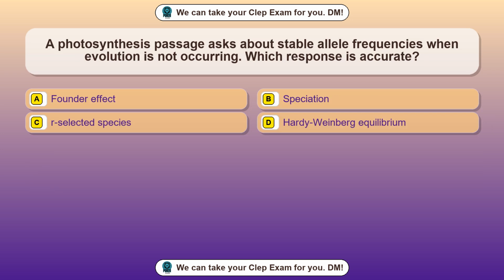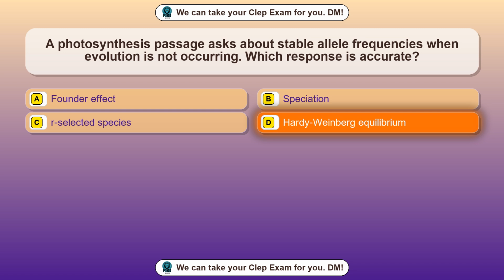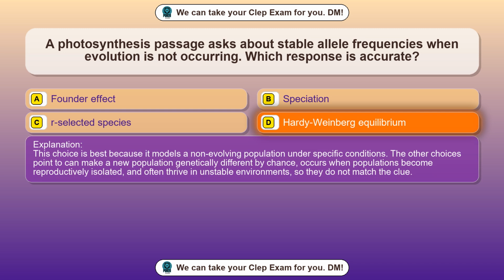Question 60. A photosynthesis passage asks about stable allele frequencies when evolution is not occurring. Which response is accurate? Option A, founder effect. Option B, speciation. Option C, R-selected species. Option D, Hardy-Weinberg equilibrium. The correct answer is option D, Hardy-Weinberg equilibrium. This choice is best because it models a non-evolving population under specific conditions. The other choices point to can make a new population genetically different by chance, occurs when populations become reproductively isolated, and often thrive in unstable environments, so they do not match the clue.